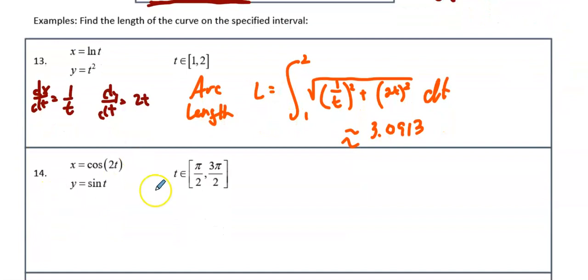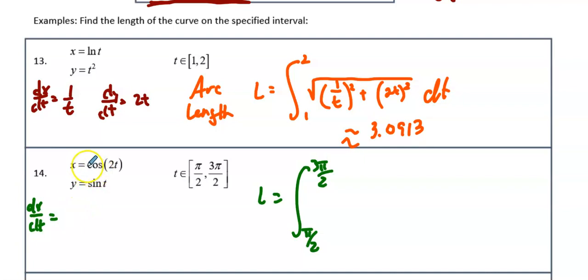So for example, number 14, we want to find the arc length of these two functions on the interval from, and again, I can automatically go from pi over 2 to 3 pi over 2. So that's pretty awesome that we do it that way. dx with respect to t is going to be equal to the derivative of cosine. It's going to be negative sine of 2t, and then we're going to multiply by 2.